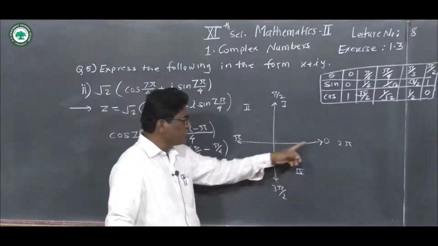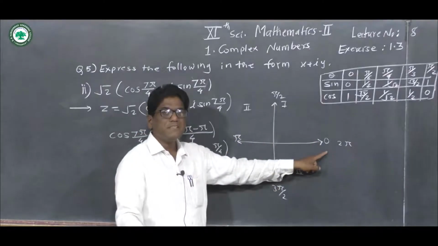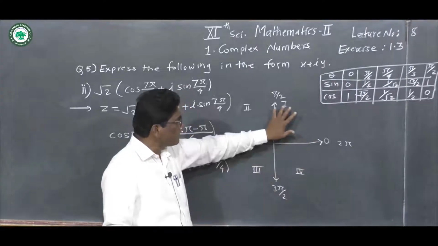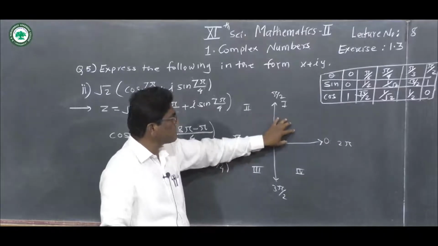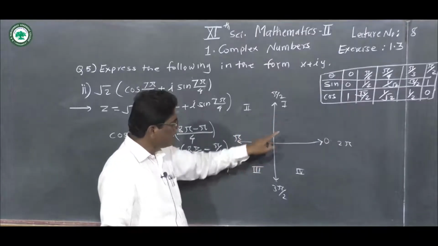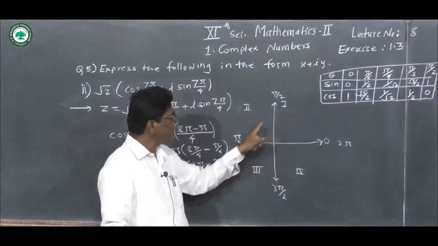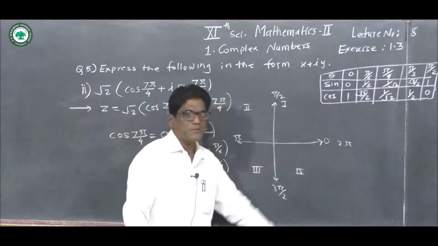In degree measure we know 0 degrees, 90 degrees, 180 degrees, 270 degrees and 360 degrees. Here this one part is pi by 2 radians. This pi by 2, this pi by 2, 180. Again 1 pi by 2, 2 pi by 2, here 3 pi by 2. 1 pi by 2, 2 pi by 2, 3 pi by 2, 4 pi by 2. 4 pi by 2 means 2 pi.